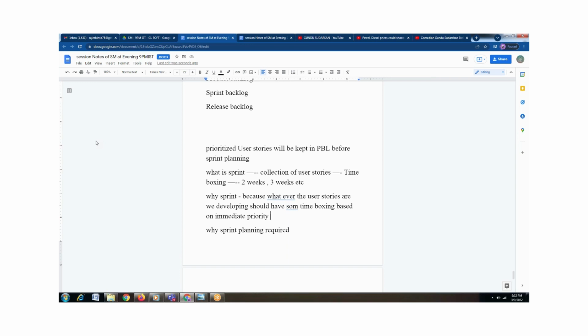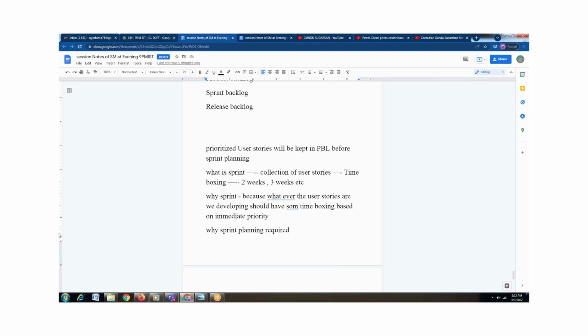Now there is time boxing. For every sprint there will be a time box, and the team members decide whether it is 2 weeks, 3 weeks, or 4 weeks. Now there are 4 user stories we have to develop. On what basis do you develop them? For example, you are a developer. The user stories have to be developed on a priority basis.